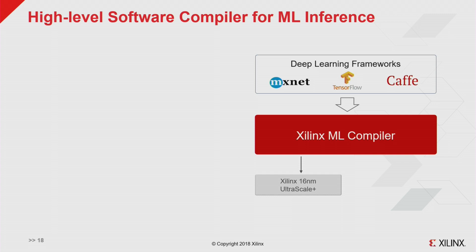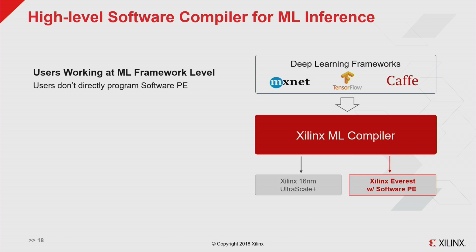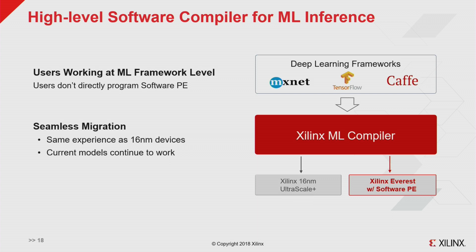Let me speed up a bit here, I'm running a bit out of time. For machine learning, Xilinx has an existing machine learning compiler that can take models from any framework and implement that functionality on 16-nanometer products. This compiler is extended to support Everest with the math engines, with the programmable engine. The user will keep working at the framework level. The user will not see the programmable engine, and it's going to be a seamless migration. So the existing models that you have working on 16-nanometer products will be migrated to this architecture.